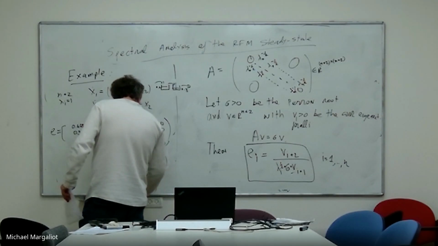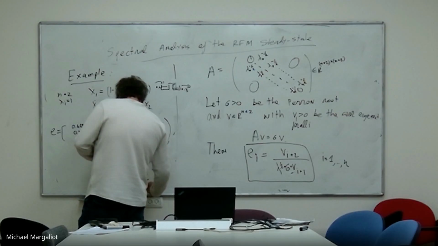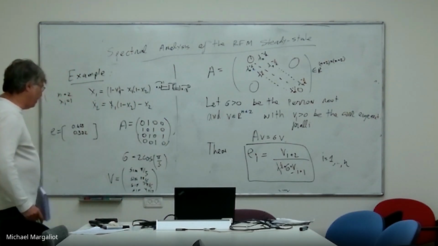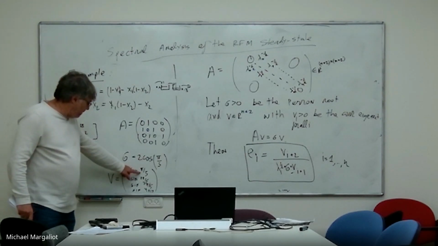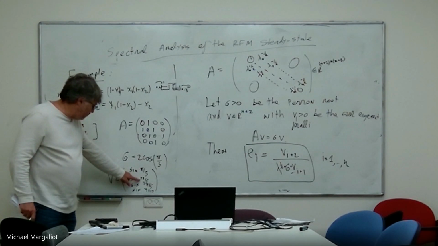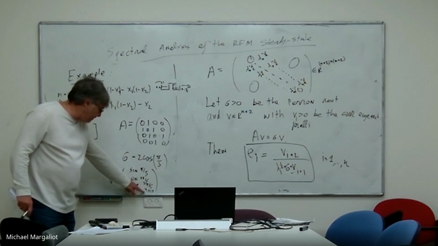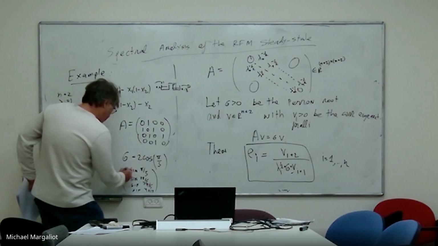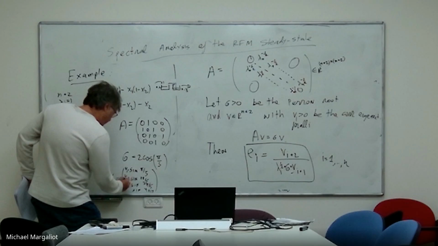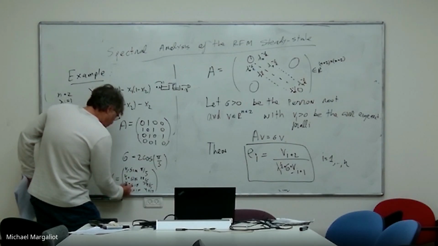3 pi divided by 5, and 4 pi divided by 5. Of course, such a matrix will have very special eigenvalues and eigenvectors. So it's written sine pi divided by 5, sine 2 pi divided by 5, 3 pi divided by 5, and 4 pi divided by 5. So this is V1, this is V2, this is V3, and this is V4.